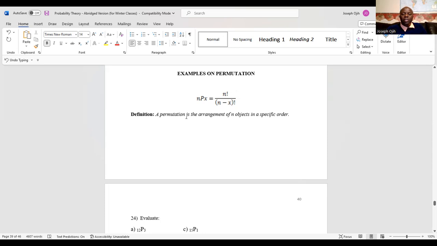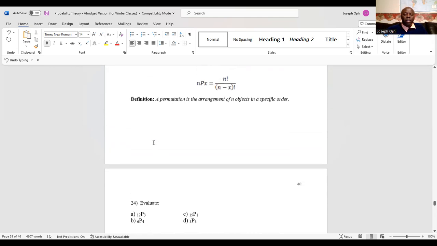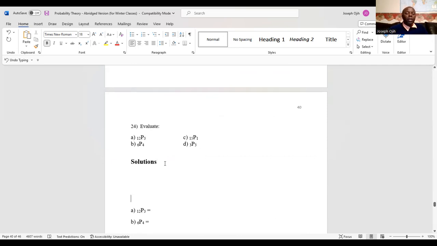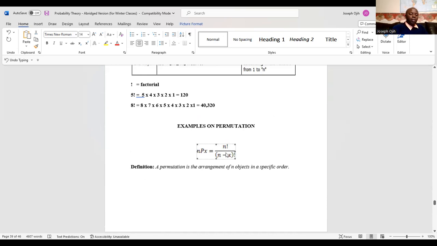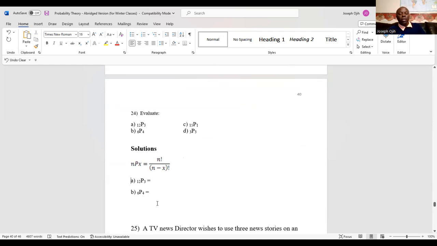Remember that a permutation is the arrangement of n objects in a specific order. So let's evaluate these questions here. It says, evaluate 12 permutation 3, 6 permutation 4, and then 15 permutation 1. Let's do it. Remember that the permutation formula is right here. But like I said, to simplify this for you, we'll be using the calculator to get this.